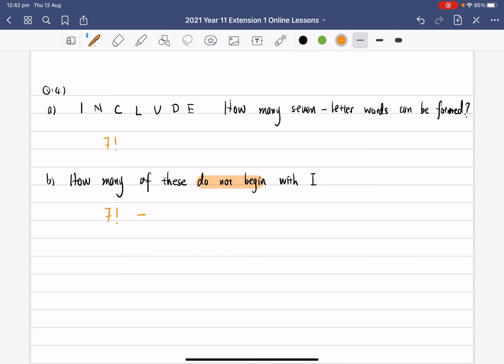If you think about it, beginning with the letter I means I is never going to change. You can rearrange the rest of the letters in any order, but I has to be first. So we've got 1, 2, 3, 4, 5, 6, which gives 6 factorial possible arrangements with I as the first letter. Therefore, we have 7 factorial minus 6 factorial for this question. Question C: how many end in L?